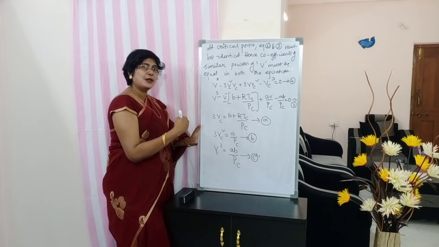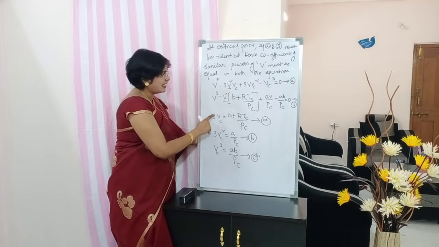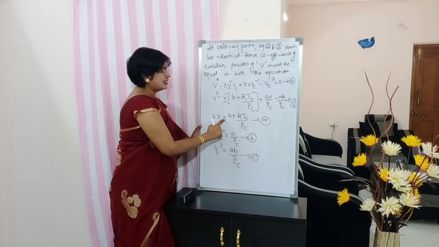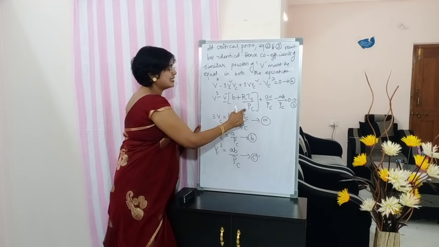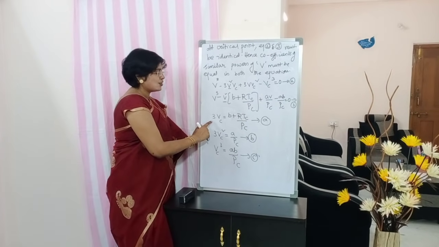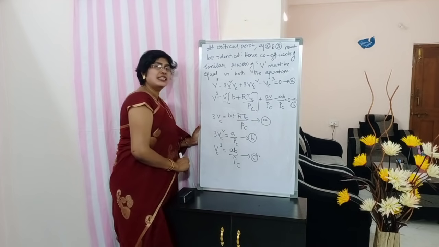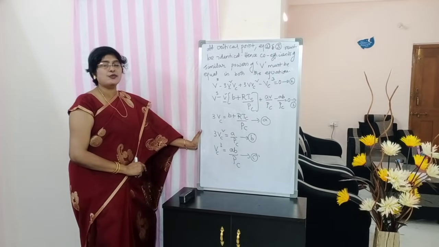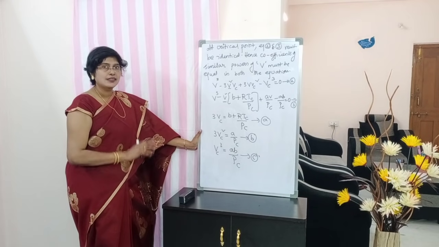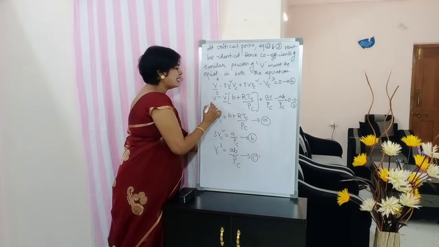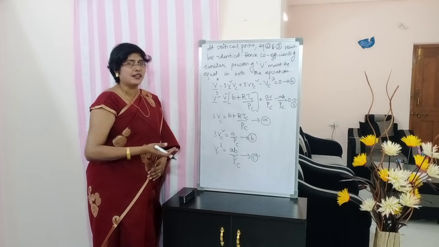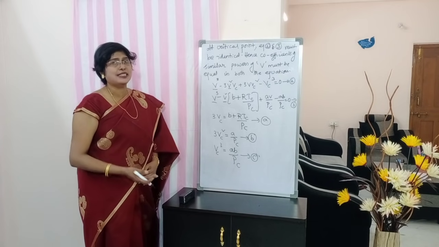That means they should be made equal. See here, 3Vc equals B plus RTc by Pc. So write down 3Vc is equal to B plus RTc by Pc. Mark this as equation A, students. Don't use 1 again, that is over. So these are the same, so they are already equal. We need not write them once again.